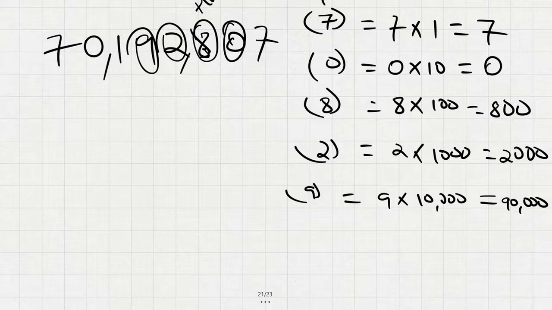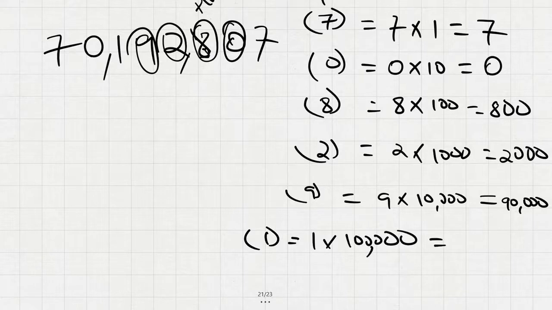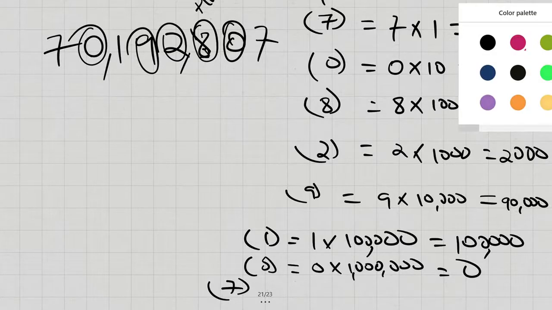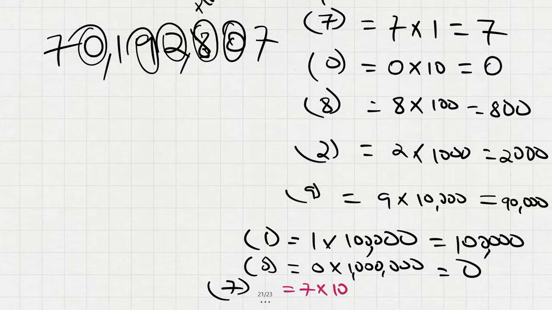It will give us 90,000. So what is the total value of 1? Total value of 1 is 1 times hundreds of thousands, so that will give us 100,000. Perfect. What is the total value of the next 0? It will be 0 times 1 million, and this will be 0. Any number, however big it is, will give us 0 if we multiply by 0. Now we have 7. The total value of 7 will be 7 times 10 million, because the place value of 7 here is tens of millions.